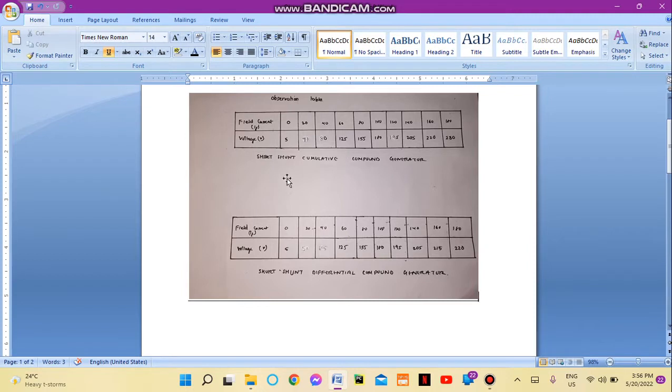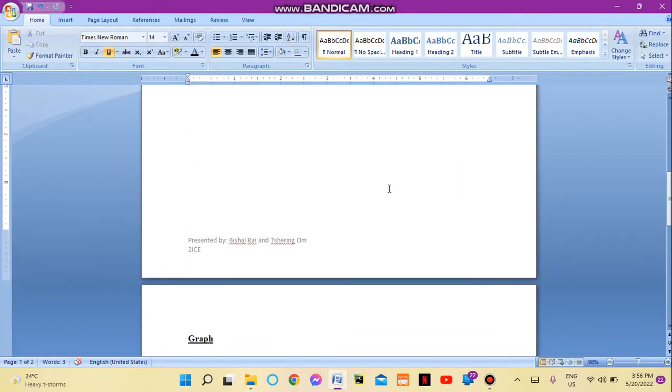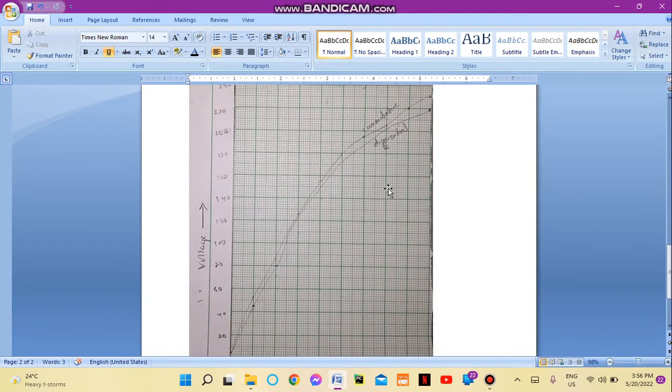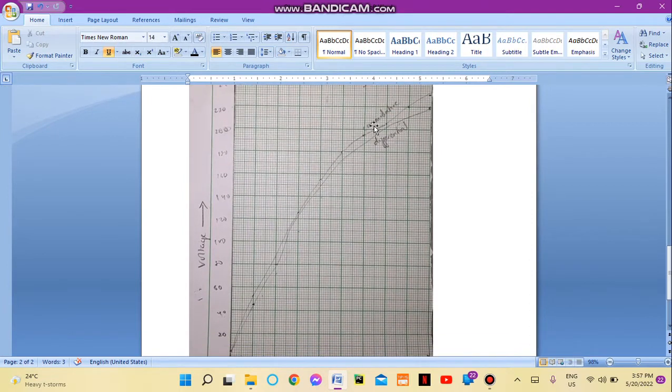So this is our first observation table, and this is for the cumulative compound generator. And the second table has the readings for the differential compound generator. After collecting this data, we have plotted a graph to see the relationship between the cumulative and the differential DC compound generator. So as you can see, the cumulative is a bit higher than the differential compound generator.